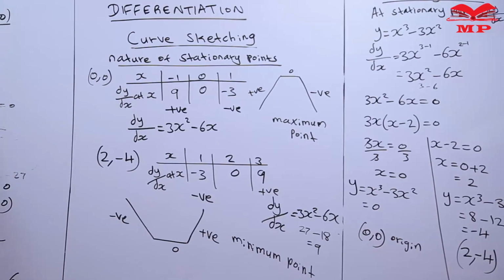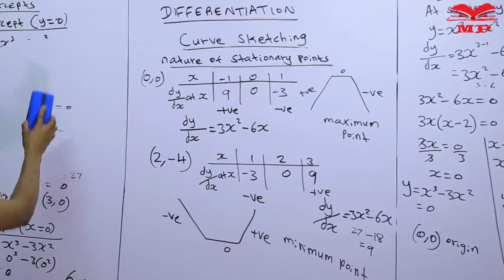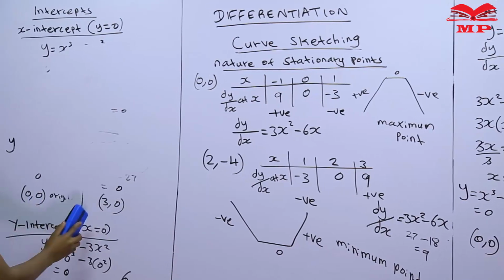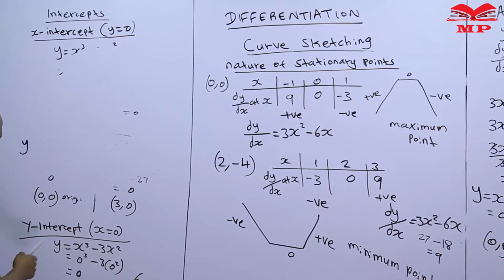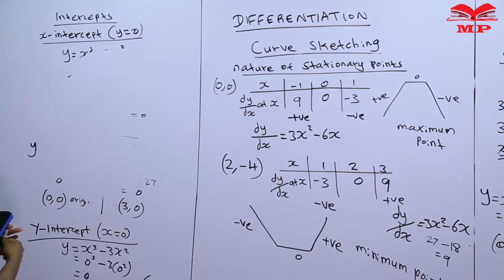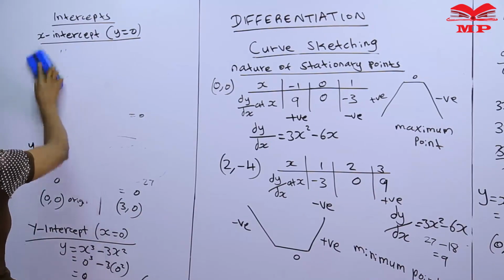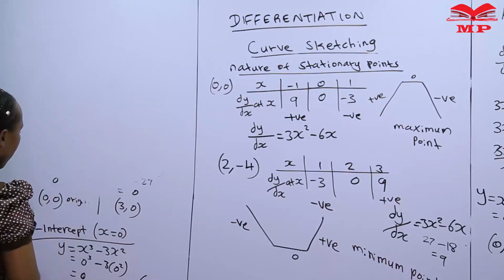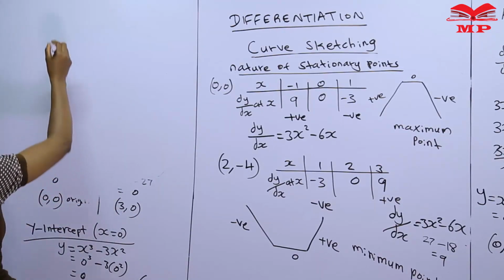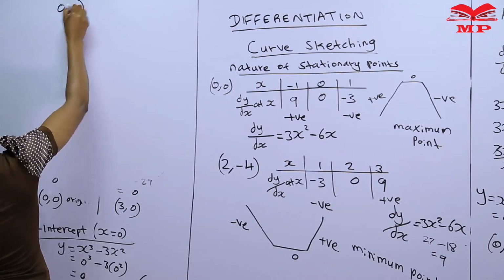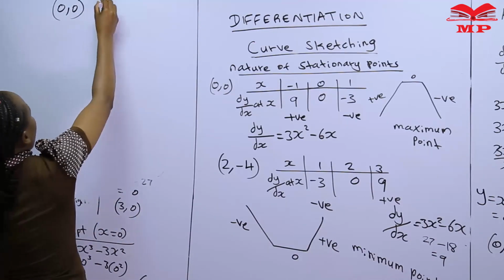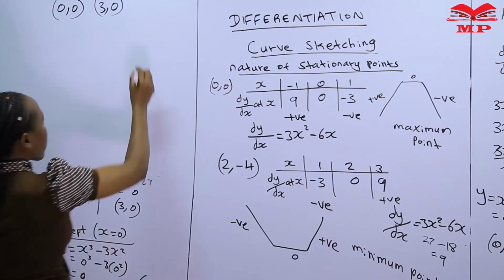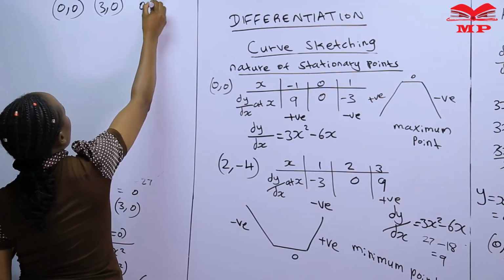We sketch the curve because we have the intercept. We have the intercept, that is 0, 0, and we also have the other point 3, 0. These were the intercepts. So we need to write those intercepts. Then we have the intercept. The first one we have 0, 0. Then we have the other one 3, 0. Then we have the other one again, the origin 0, 0.